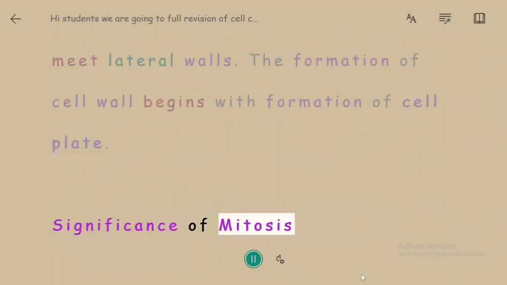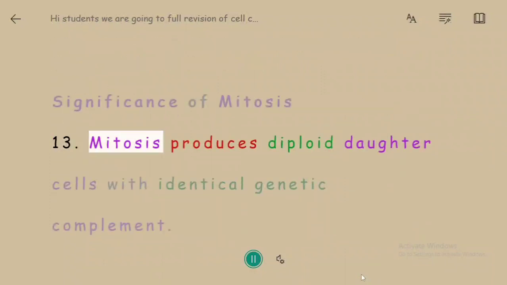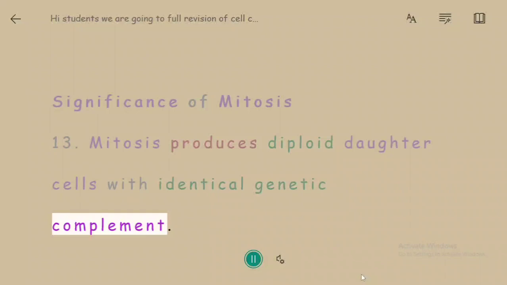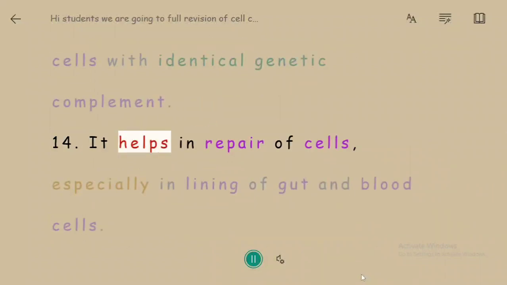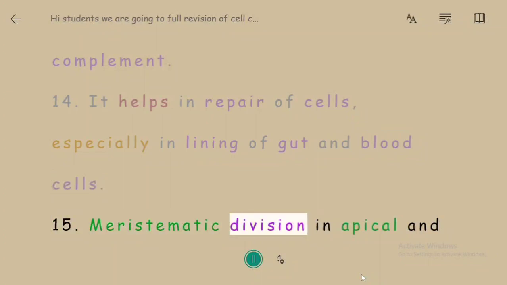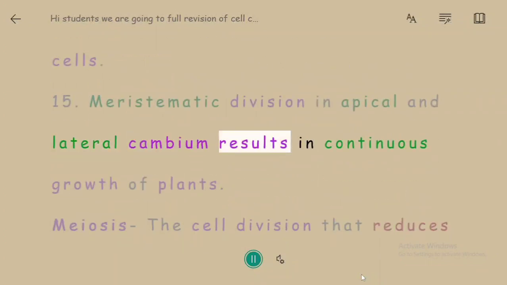Significance of mitosis. 13. Mitosis produces diploid daughter cells with identical genetic complement. 14. It helps in repair of cells, especially in the lining of the gut and blood cells. 15. Meristematic division in apical and lateral cambium results in continuous growth of plants.